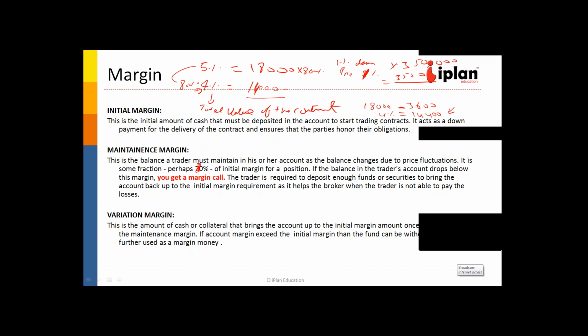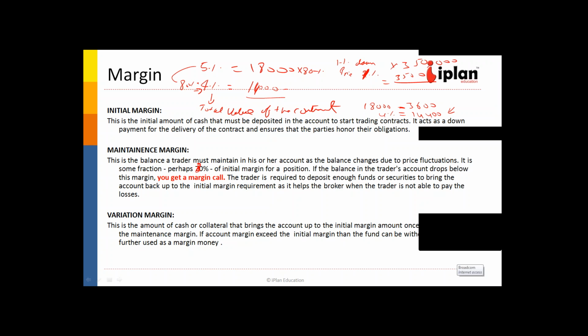So if you fail to deposit the amount and bring it back to the initial margin level, then they will square off your position, they will close your position, and they will refund you your 14,000 or 13,500, whatever balance is there in your account. That will be credited back into your trading account or your bank account. Okay, so that is your maintenance margin level.